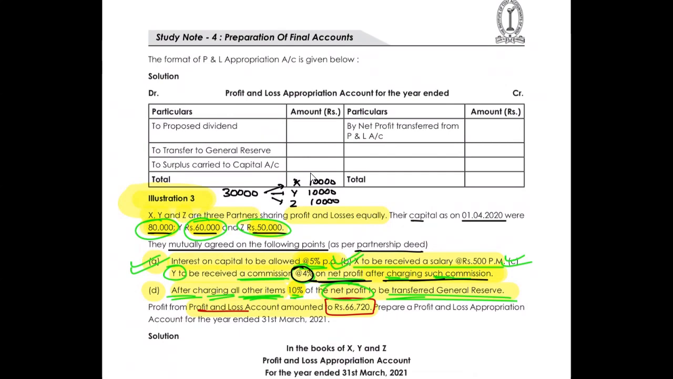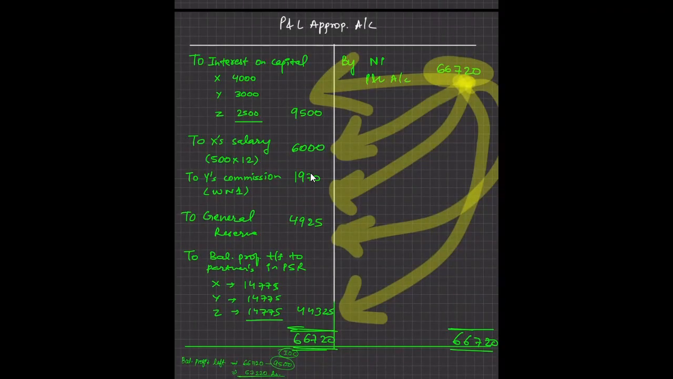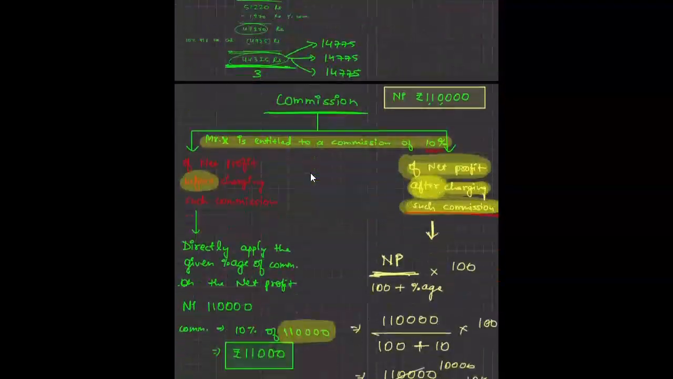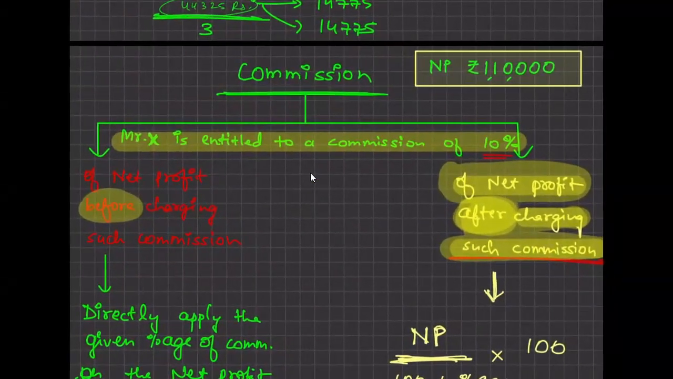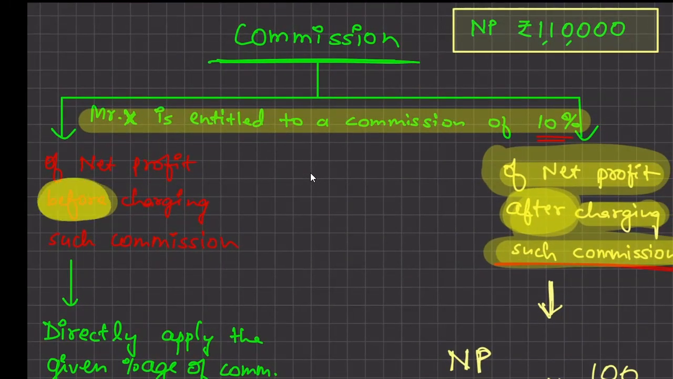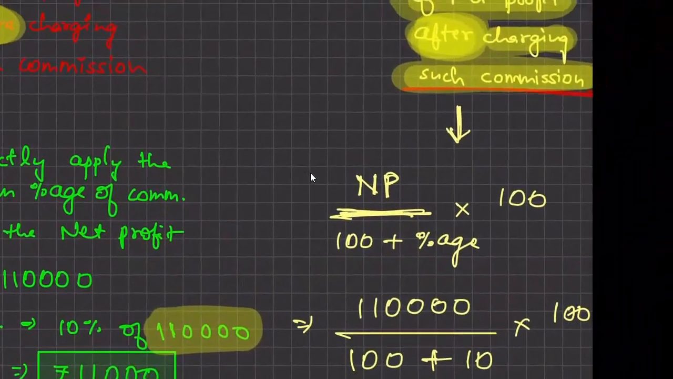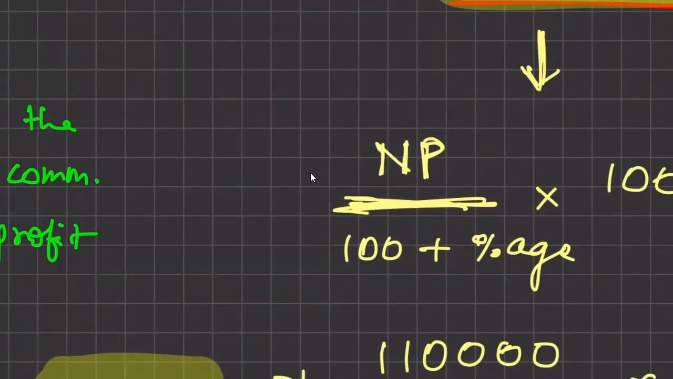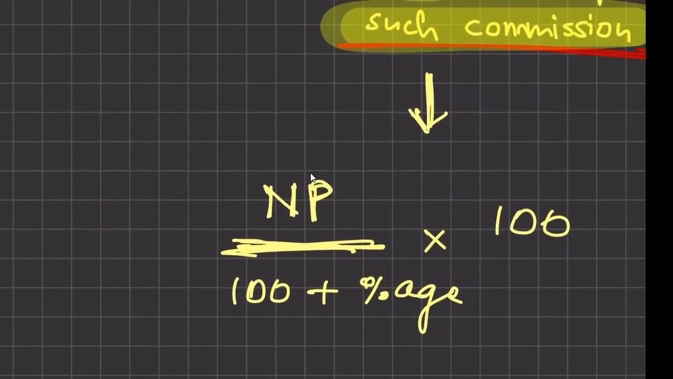Any doubt, my dear? Can you do this type of questions where we have a P&L appropriation account? Yes or no? And are you clear with the concept of before charging such commission and after charging such commission? Because obviously, if you don't understand this before and after, you will do the question incorrectly, you will distribute the profit incorrectly. You need to learn this formula. And I can explain this formula so that you can conceptually get it.